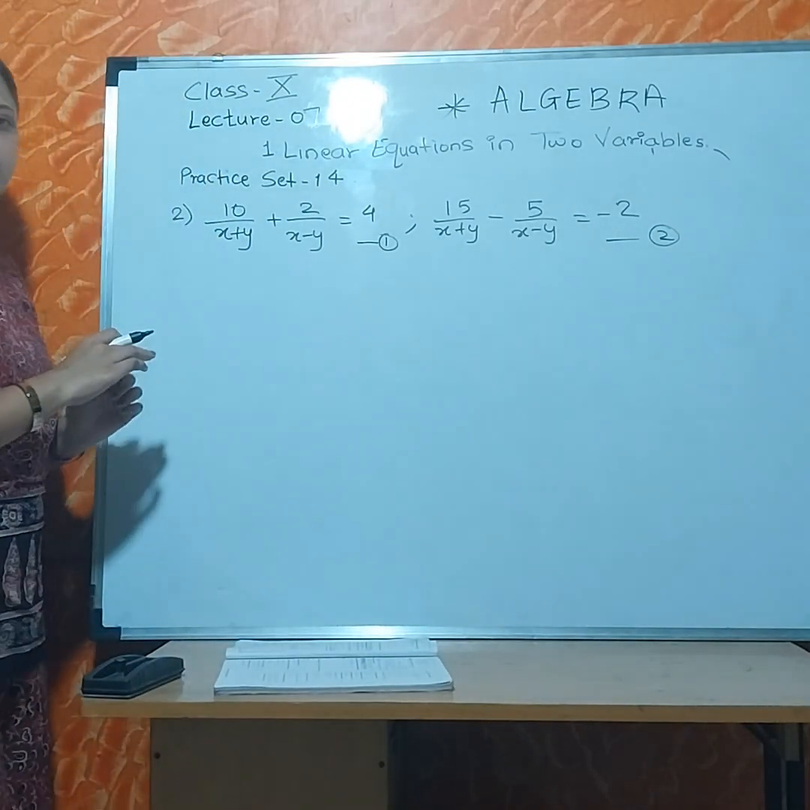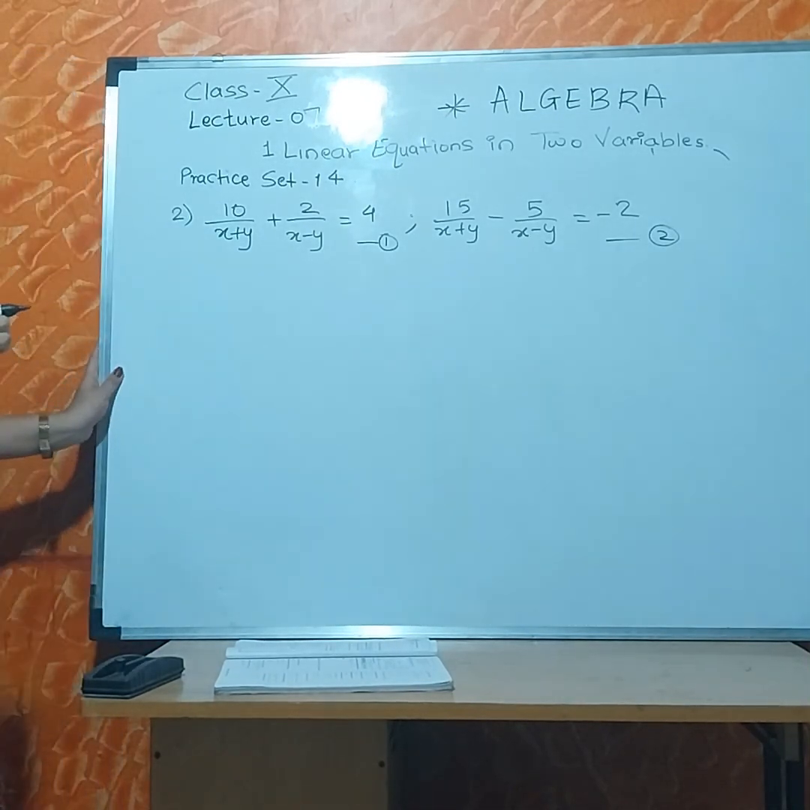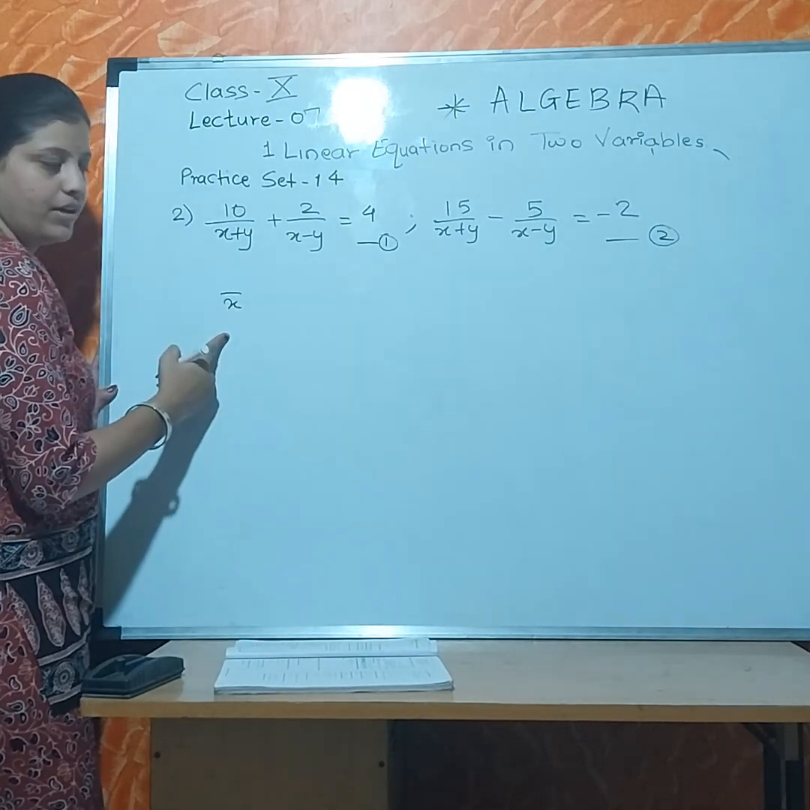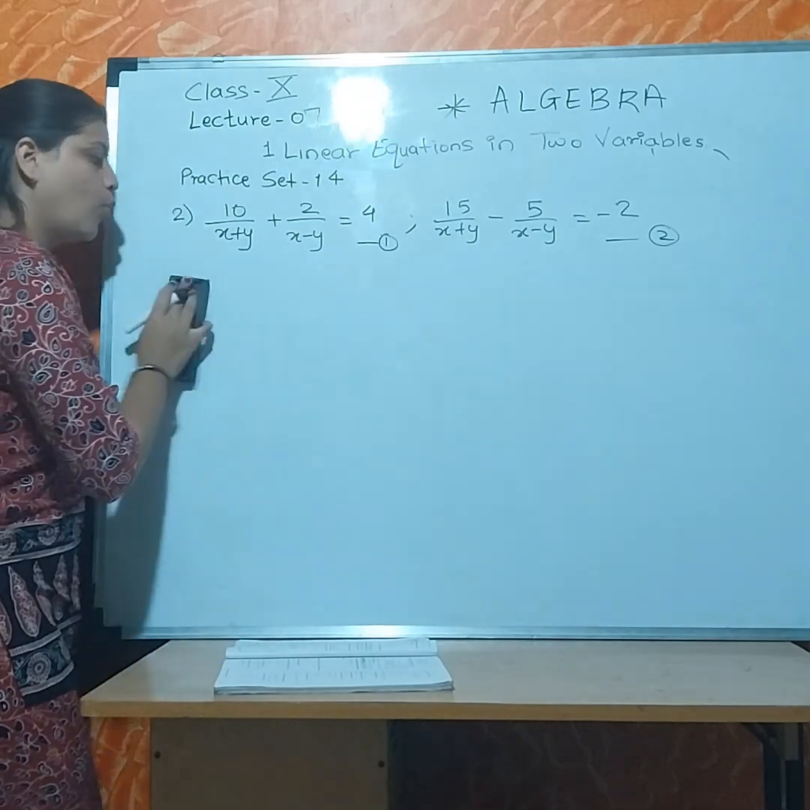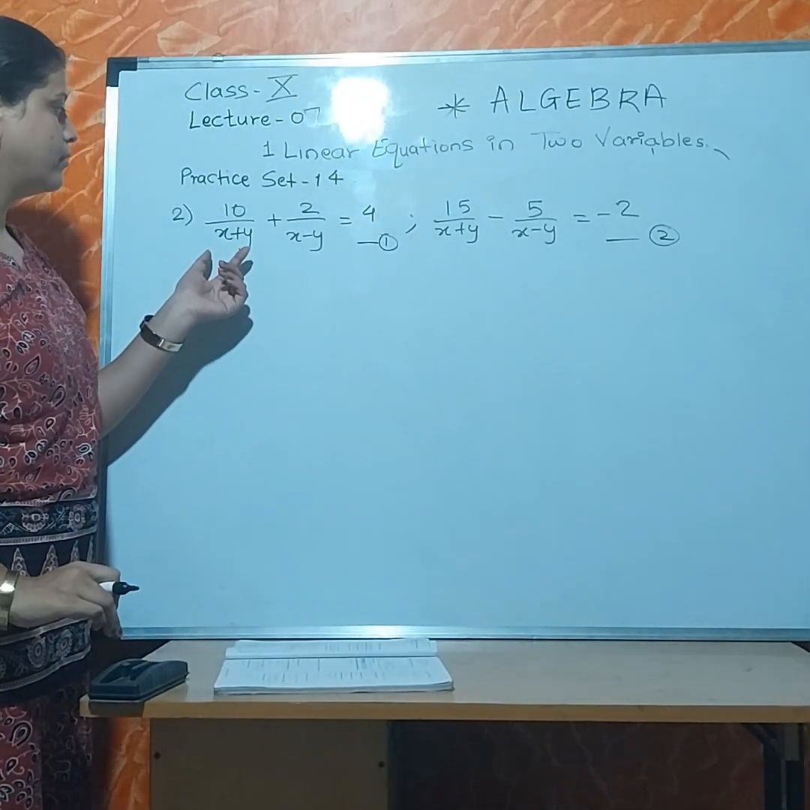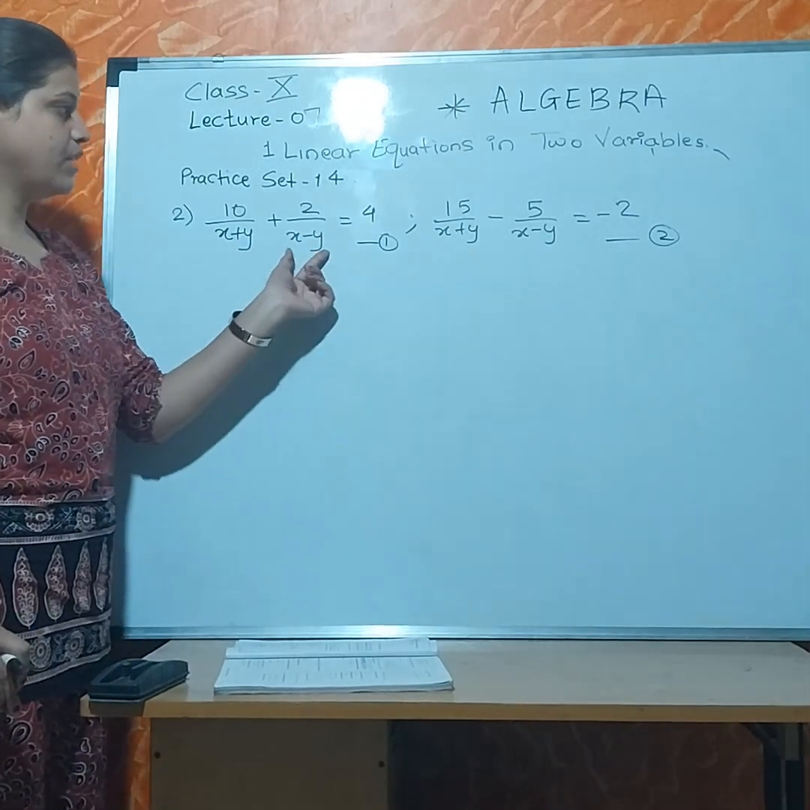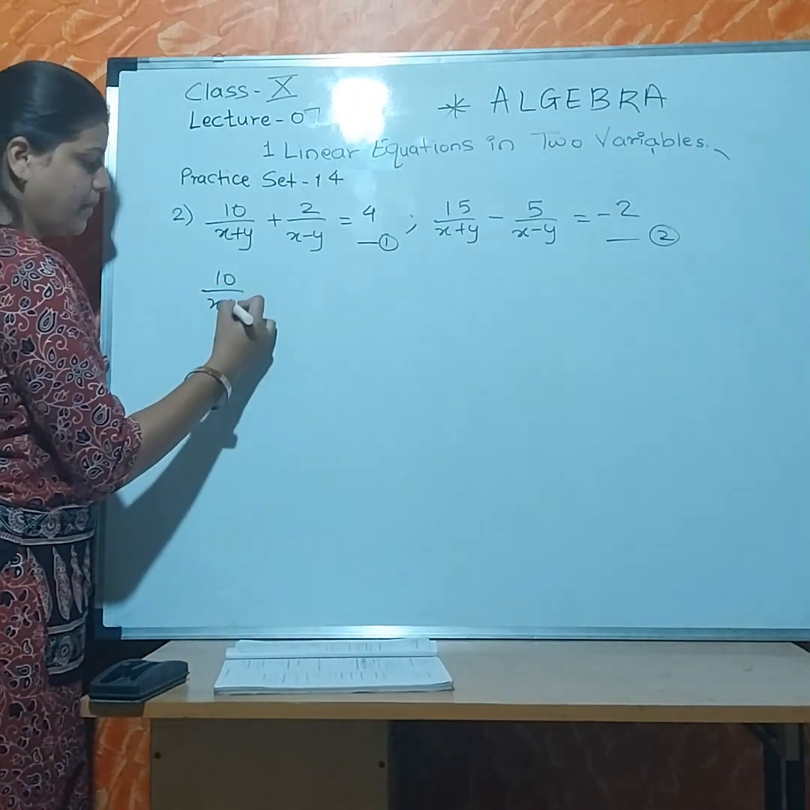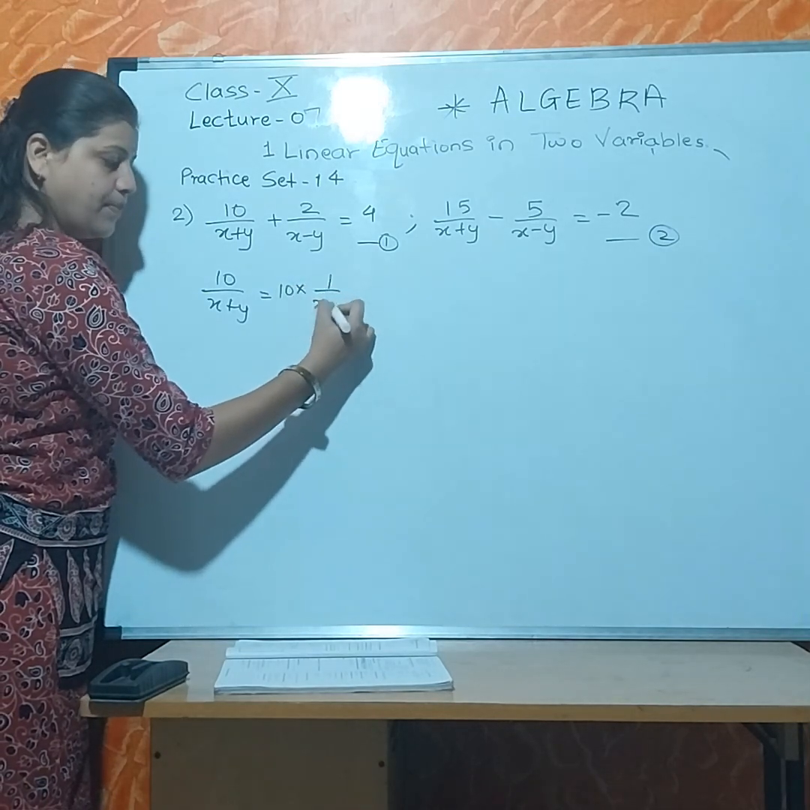Now, in the first question, you have seen that there is only a single term, y, in the denominator. But here, what is in the denominator? x plus y. Here is also x plus y. x minus y. Here is also x minus y. That means here is 10 upon x plus y. We can write this as 10 into 1 upon x plus y.